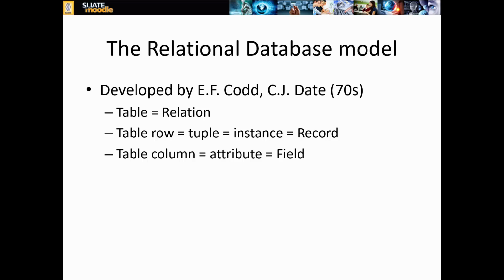Depending upon the different textbooks you refer to or different people you are speaking with, you may find that there are different terms for the same concept. For example, a table and a relation refer to the same concept. A table row could be referred to as a tuple, an instance, or a record. And also, a table column could be referred to as an attribute or a field.